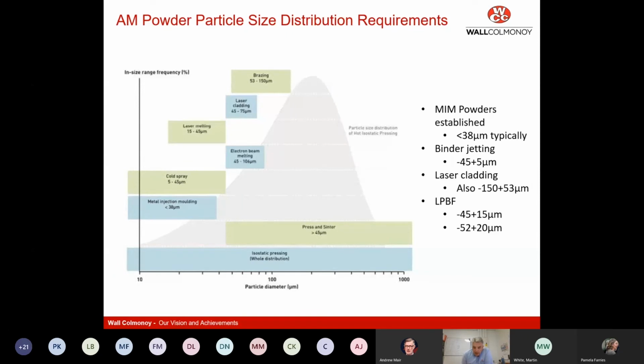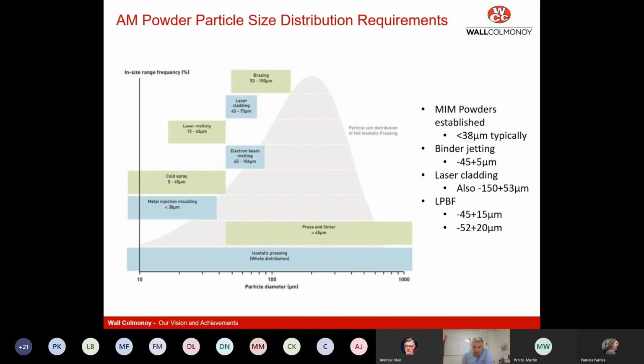So on this slide, you can see MIM powders, again, there's a long heritage of MIM. It's been going for a long time. Very, very well understood, and they have their own particle size specification, minus 38 microns typically.